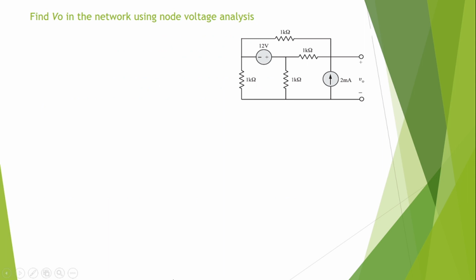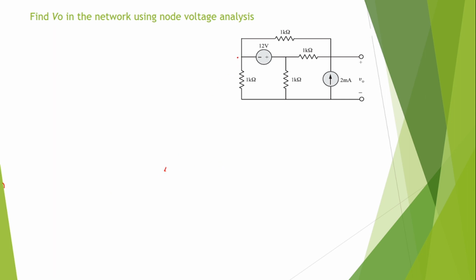Find the voltage V0 in the network using node voltage analysis. So this is the voltage V0 which is to be calculated. So using node voltage analysis, according to the concept, what is the first step?